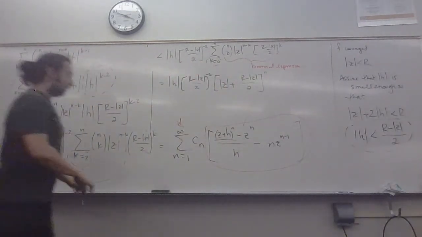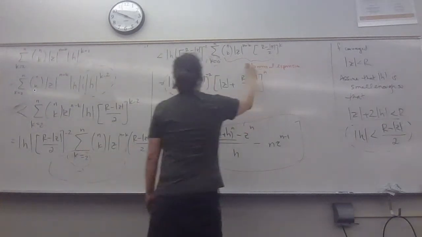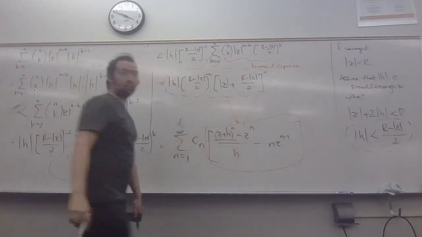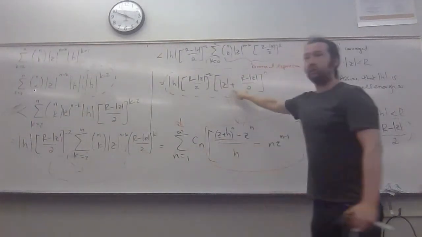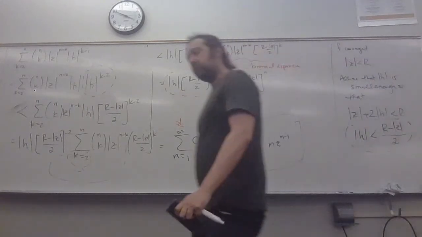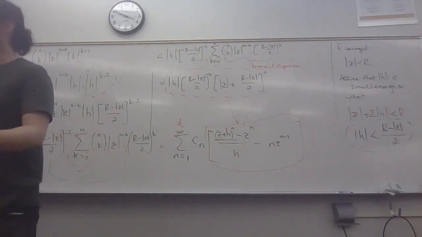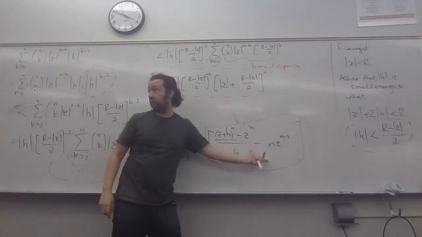Okay, so now we're going to take all of this stuff and put it right there. And we're going to hit it with the root test. Before we do that, we should ask ourselves what we know about this number right here. Where does it live? Modulus of z plus r minus modulus of z over 2. It would be really great if that number was inside the radius of convergence of the power series, because then there would be Cn times numbers inside the radius of convergence, and the whole thing would converge, right?